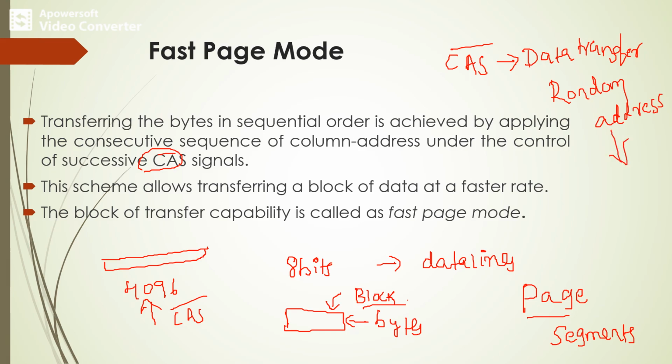This type of block transfer is called fast page mode. In the case of fast page mode, we can make use of the column address strobe signal, that is the CAS signal, in order to transfer the data at a faster rate compared with data transfer using random addresses. So this is called fast page mode.